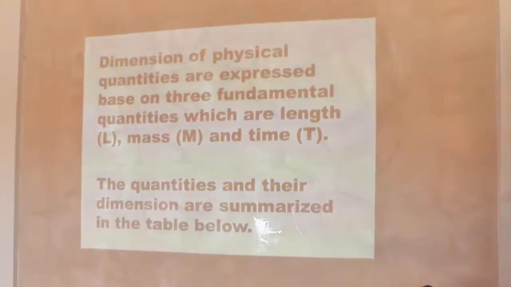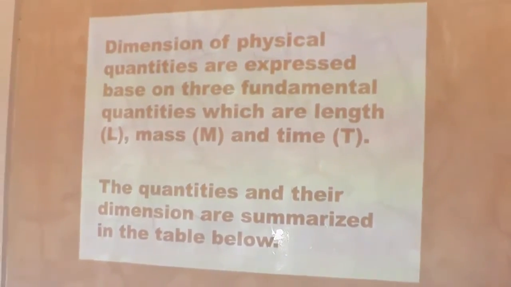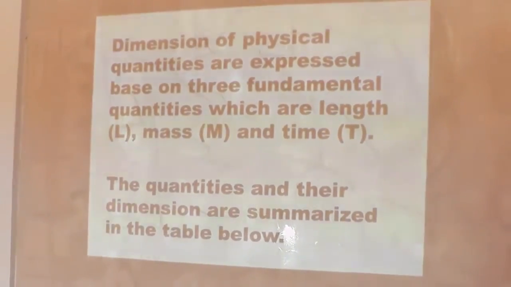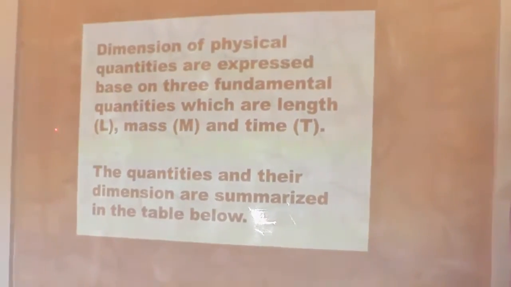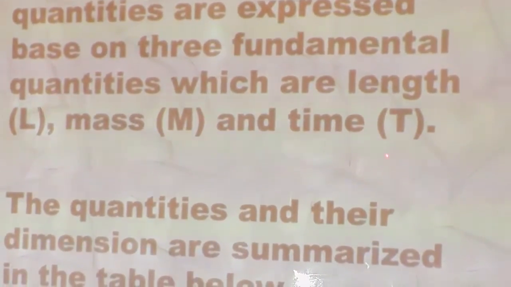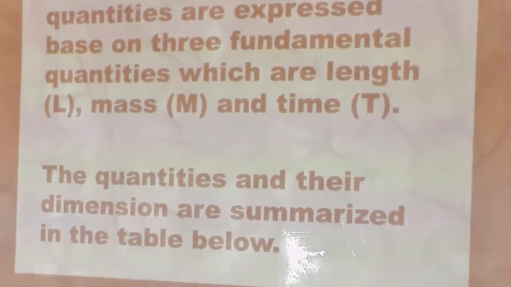The dimensions of physical quantities are expressed based on three fundamental quantities, which are length, mass, and time. When we get to the dimension, we are not going to use the word but the letter abbreviations, which are L, M, and T. The quantities and their dimensions are summarized in the table below. Now let us take a look at it. We have the quantity, the definition of such quantity, and its interpretation.